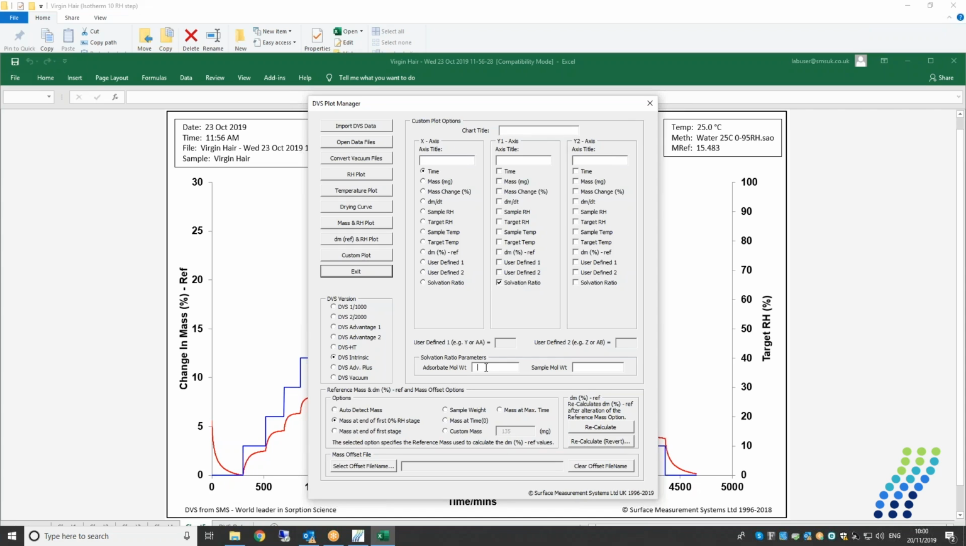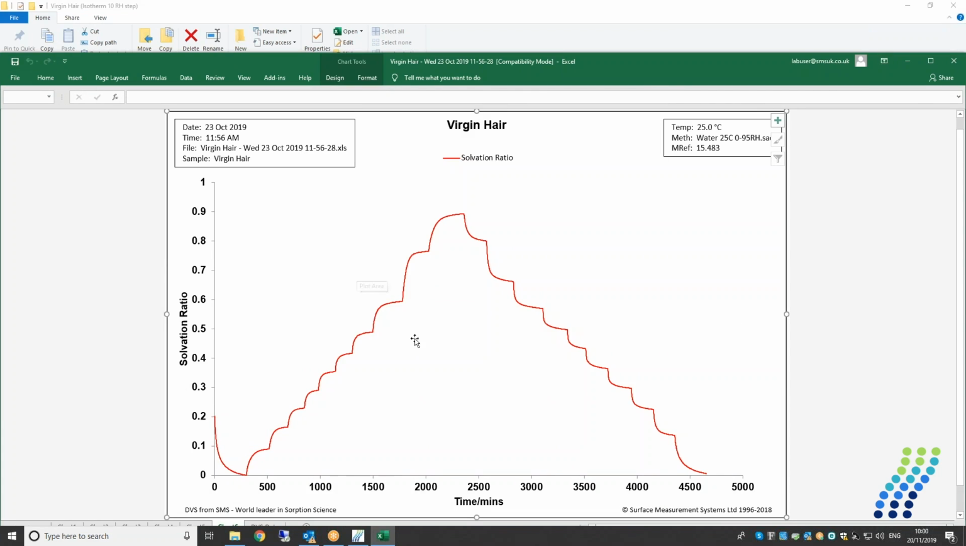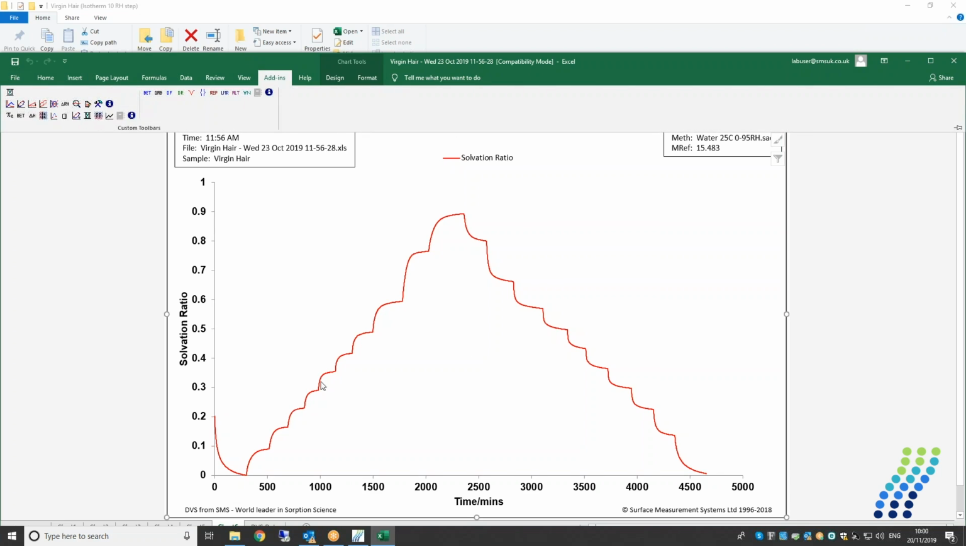So if you have water, this would be 18. And also input the sample molecular weight, so in this case, 65. And then we can click custom plot. This generates a plot for the solvation ratio, which represents the molar ratio of the sorbed vapor onto the sample mass. So all the plots that I've shown here are examples of plots for kinetic data.